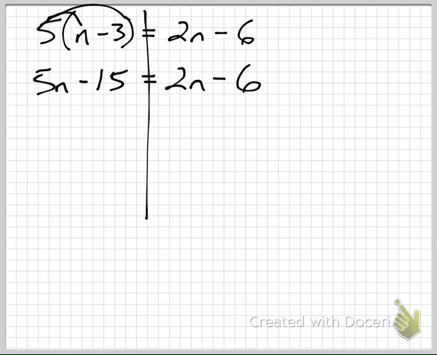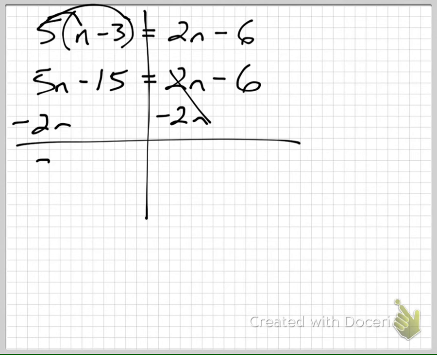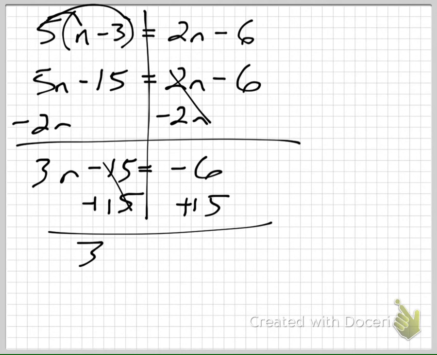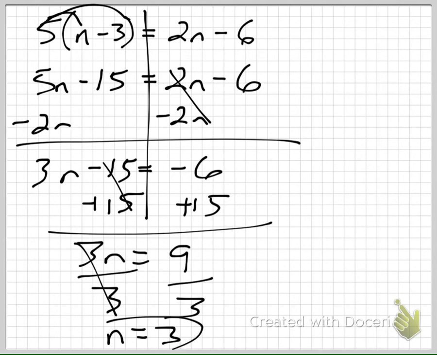Now we go, okay, is the variable happy? No. Why? He's split into two, right? He hates that. So which one am I going to take care of, the 5n or the 2n? Minus 2n, minus 2n. That's gone. 3n minus 15 equals negative 6. Now it's an easy equation. Plus 15, plus 15. 3n equals negative 6 plus 15, which is 9, divided by 3, divided by 3. n equals 3. How many of you got n equals 3?